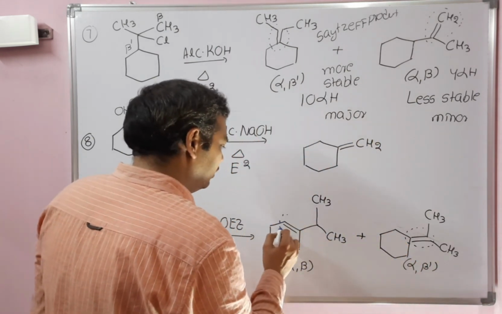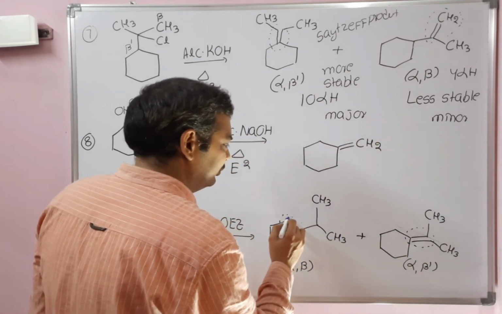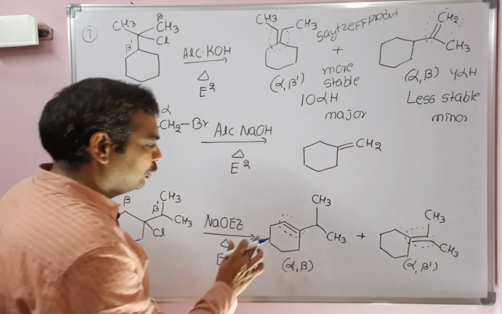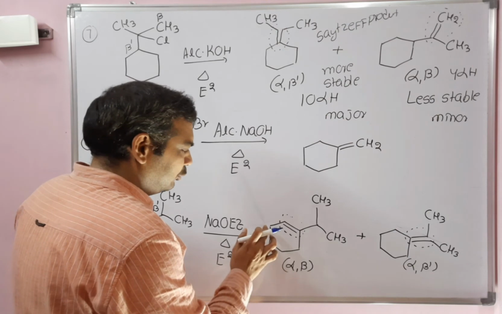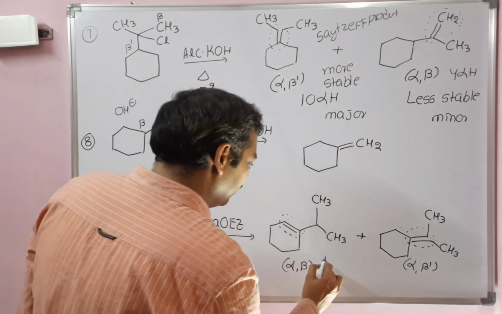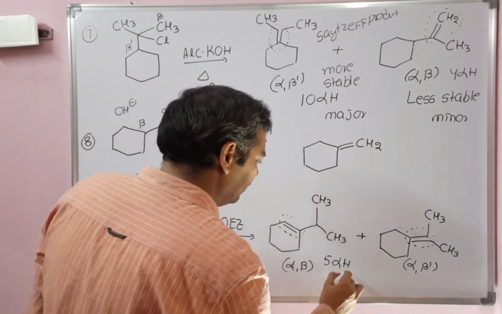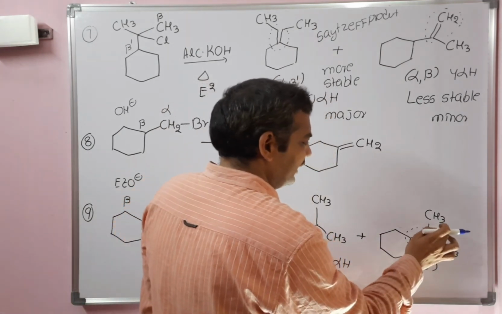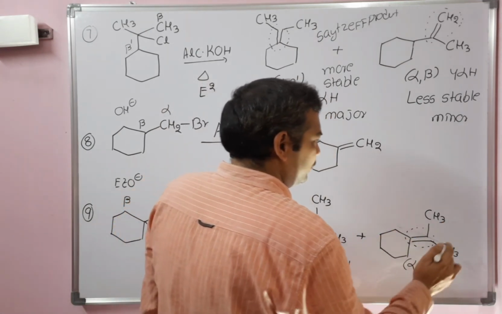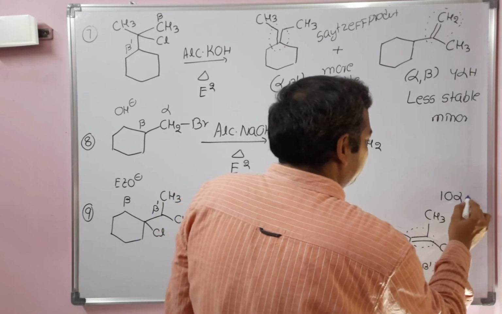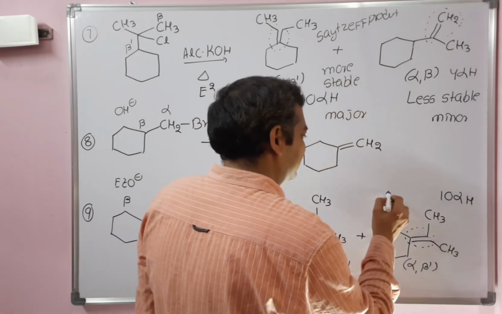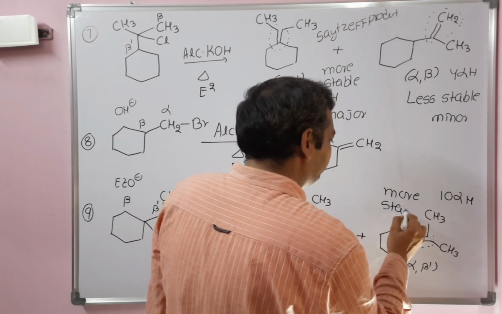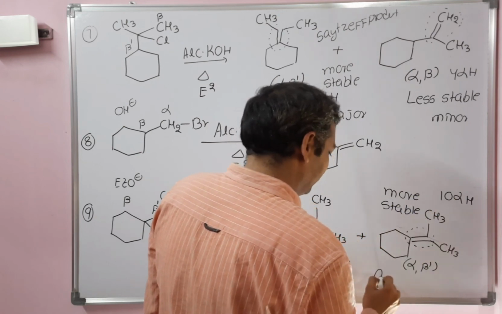On this double bond, three side substitution is there. On this, 4 side substitution is there. So how many alpha hydrogens are there? 2 plus 2 plus 1, so 5 alpha hydrogens are there, means 5 hyperconjugated structures are possible. Here 3 plus 3 plus 2 plus 2, so 10 alpha hydrogens are there, 10 hyperconjugated structures are possible. Definitely this is more stable. That's why this is the major product.